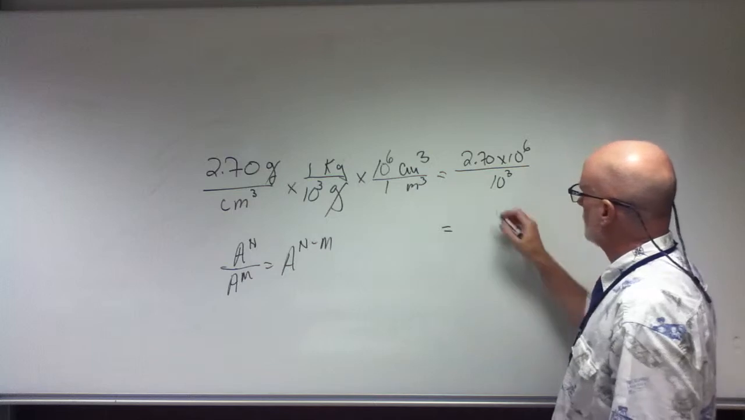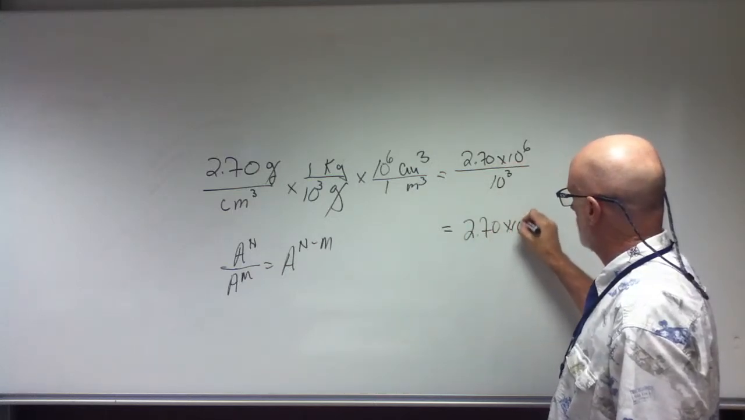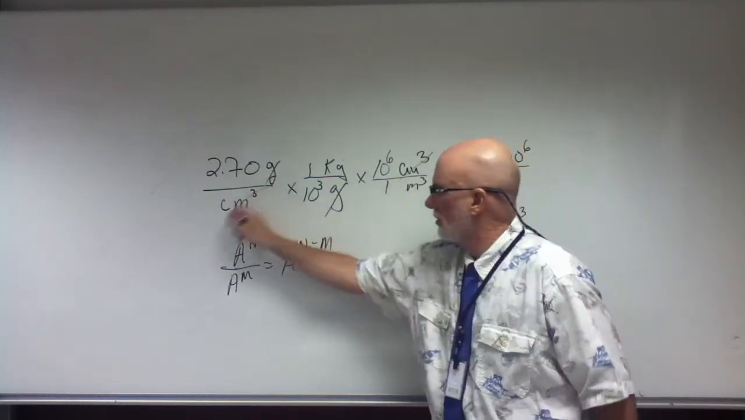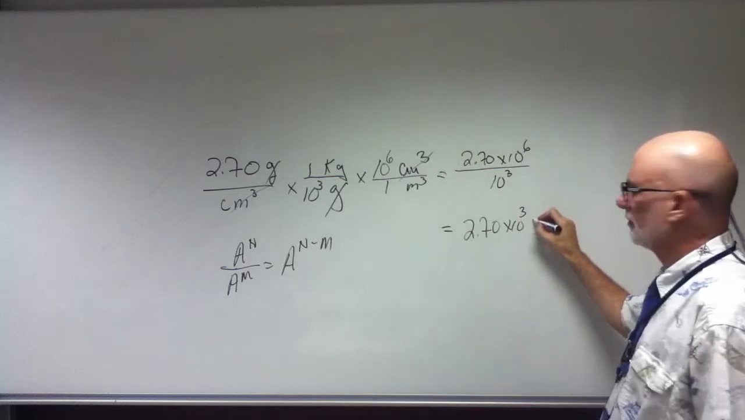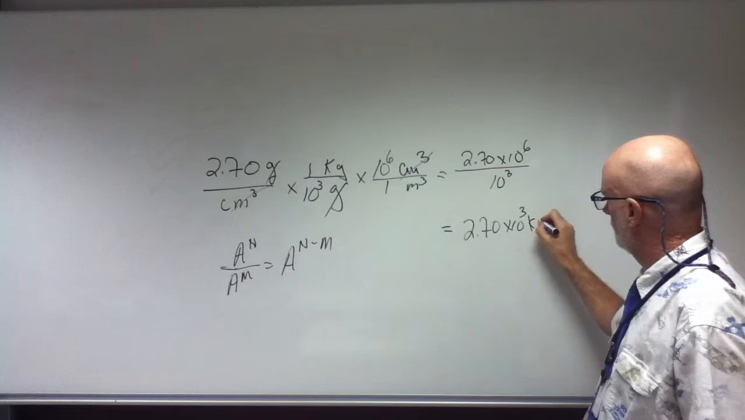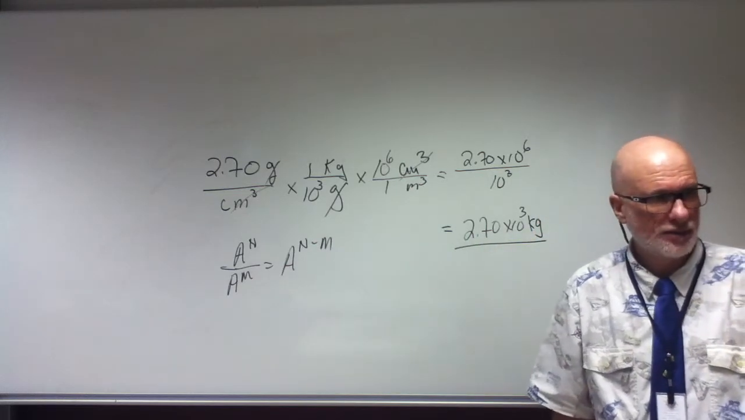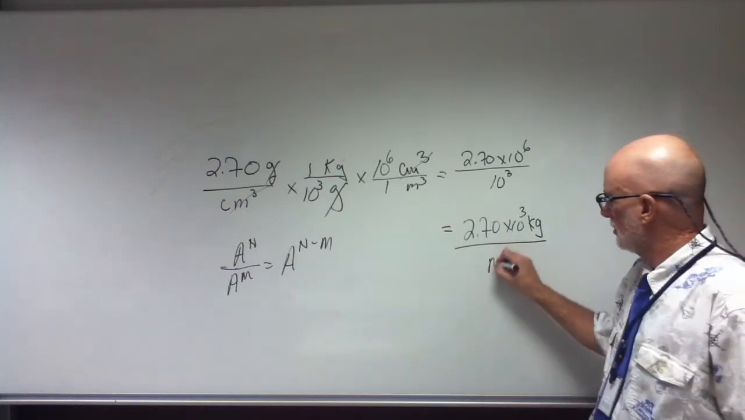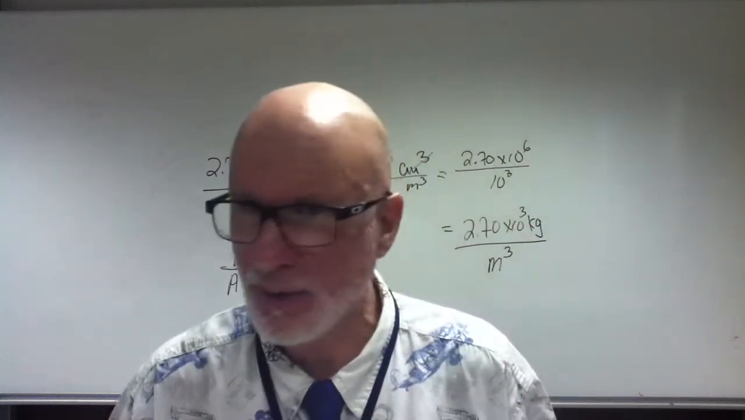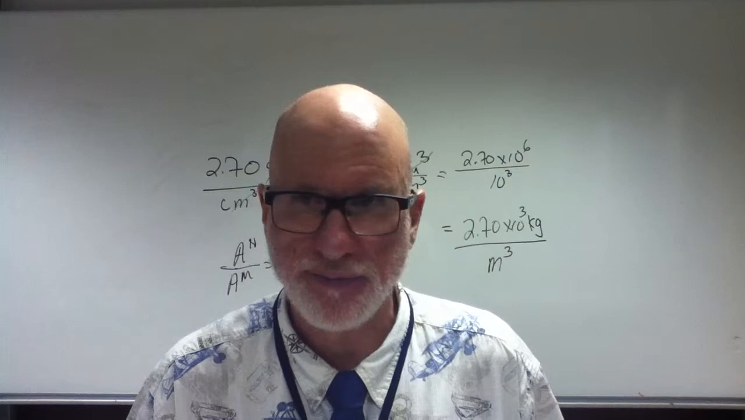So I can rewrite this as 2.70 times 10 to the 3rd, and what unit labels are left over? Kilograms up top. And what? Liters? Meters? No. Okay? How are we doing? You get it? I could stand up here all day and do this stuff.